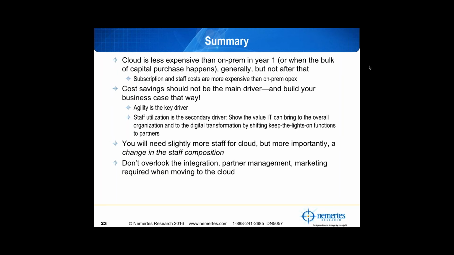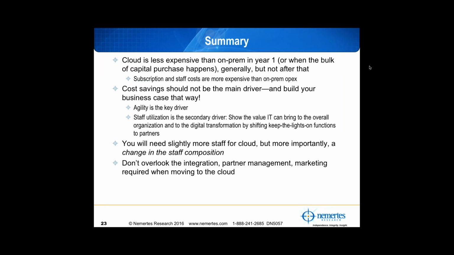But my argument is that I don't think cost savings should be the main driver for going into the cloud. I don't think that's the right argument to make. I don't think that's the right way to look at it. Really, agility is the key driver, the ability to be more agile, not only with the applications and the services that you deliver, but also being more agile with what you do with your internal IT staff.